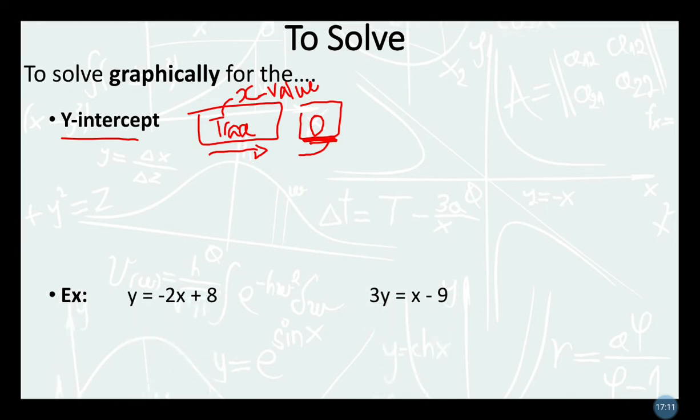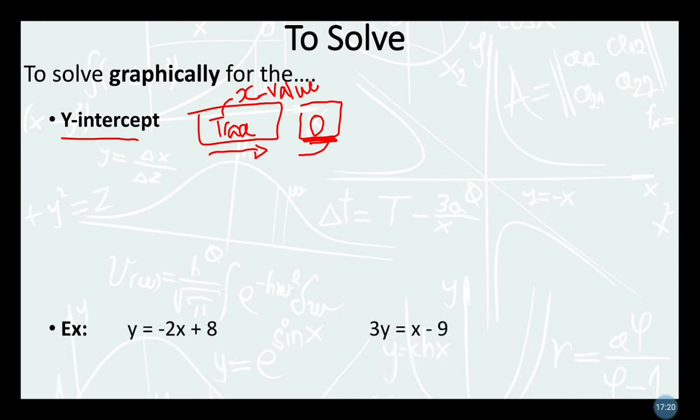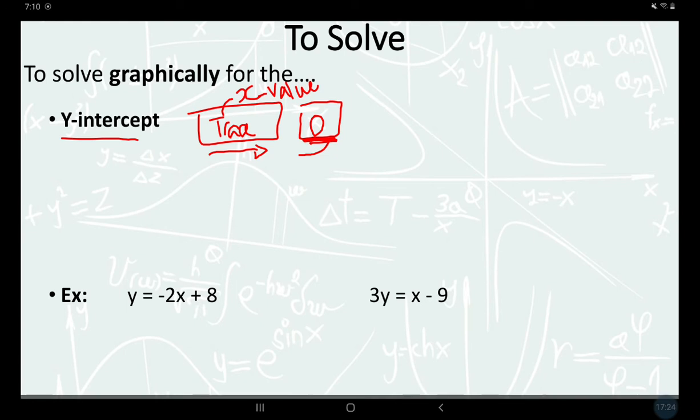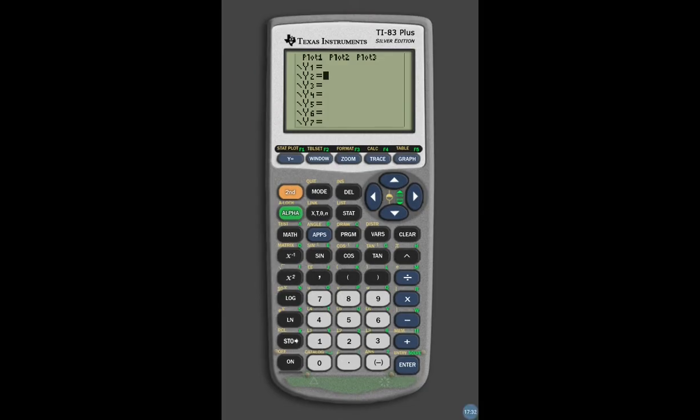So let's look at an example. Here's an example: y equals 2x plus 8. So I'm going to go graph that on my graphing calculator. I would suggest that you follow along on your calculator so you know how to use it. Y equals negative 2x plus 8. So I'm going to put that in on my graphing calculator. Make sure when you're putting in a negative, you put a negative in, not a minus sign in this case. So negative 2x plus 8.